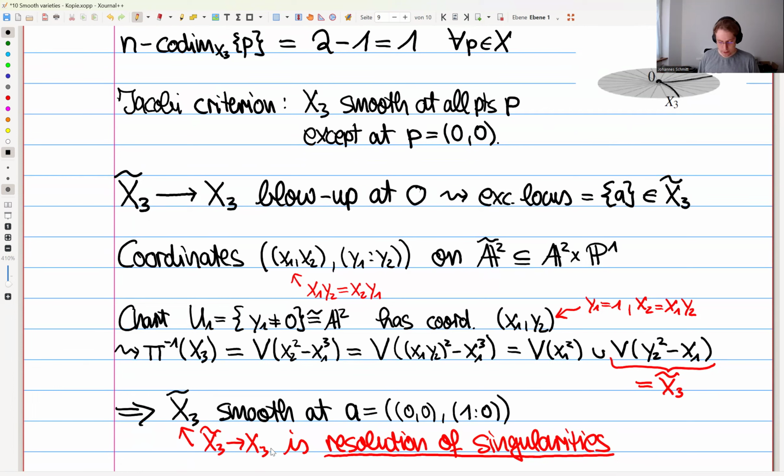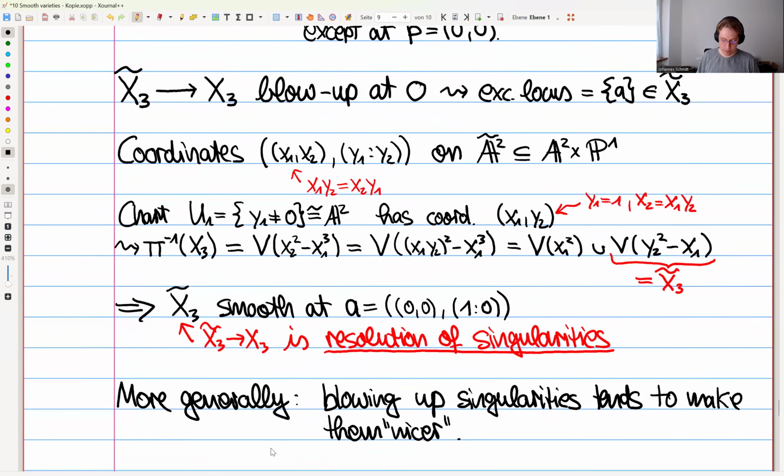And something like this is called a resolution of singularities. And so somehow the idea is when you have a singular space and you blow up some of its singularities, then this tends to make them nicer. And I don't want to go into details what it means to tend to be nicer, but somehow that's a general strategy if you want to start with something singular and obtain something smooth.